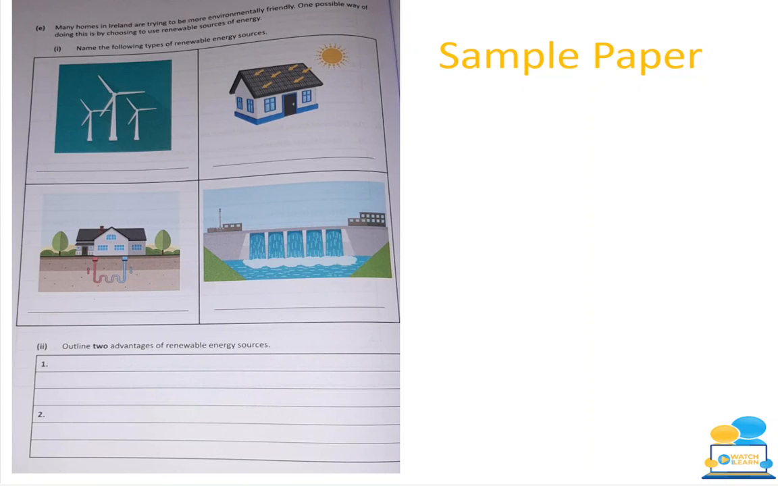So advantages of renewable energy sources: they are clean, they are more cost effective, and they are better for the environment as there aren't any greenhouse gases or pollutants being emitted, which would therefore increase global warming.